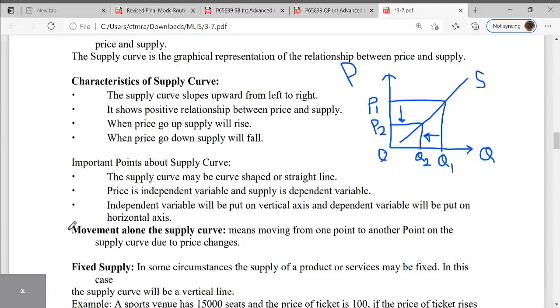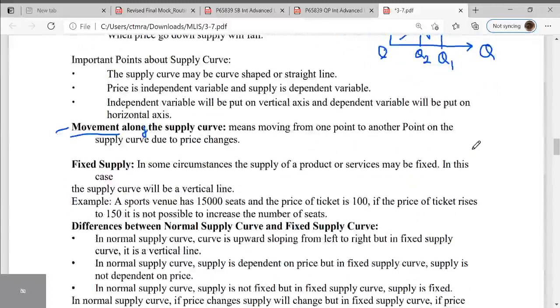Again, this will be known as movement along the supply curve. There are two types of change. This is known as movement along the supply curve. Why? Because within the same supply curve, it's moving from one point to another. Whenever the price is changing, the response from supply is also changing, but it's moving from one point to another. That's why this is known as movement along the supply curve.